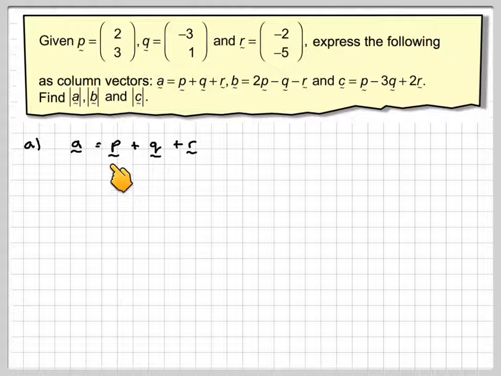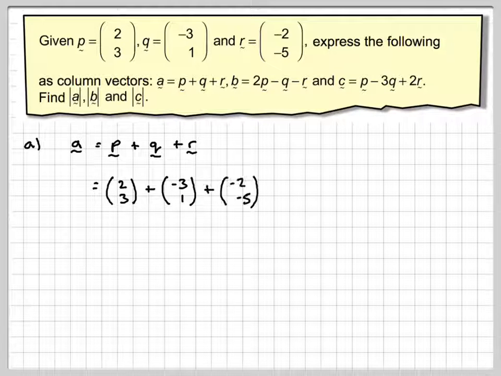Right, so we've got A is vector P plus vector Q plus vector R. So it's going to be (2, 3) plus (-3, 1) plus (-2, -5). So all we need to do is add these up. 2 minus 3 minus 2 gives me minus 3. And then 3 plus 1 minus 5 gives me minus 1.